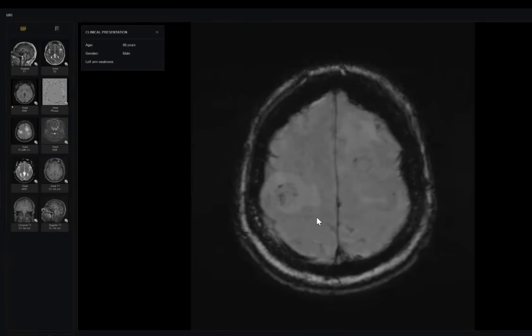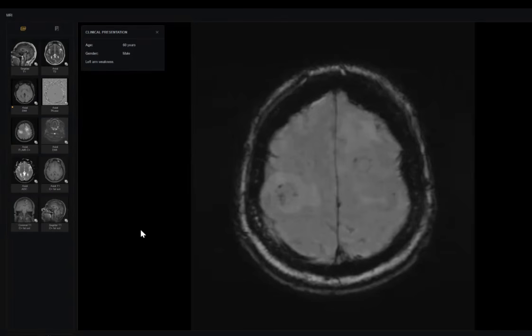Choline is usually raised in mets. And the NAA peak is decreased in multifocal glioma, and also the choline peak is markedly raised in glioma. Excellent. So choline is raised, NAA, N-acetyl aspartate, is decreased, and the lipid lactate peak is also raised because of necrosis in glioma. But no choline elevation in the abscess.